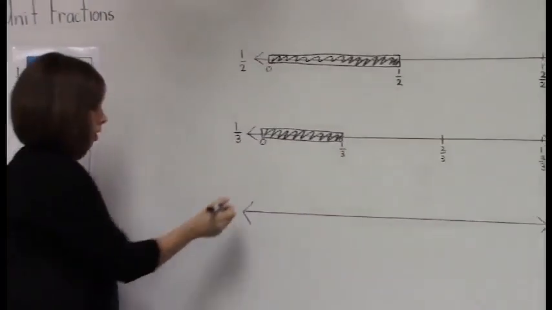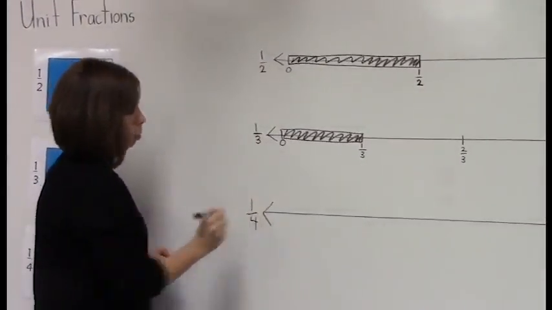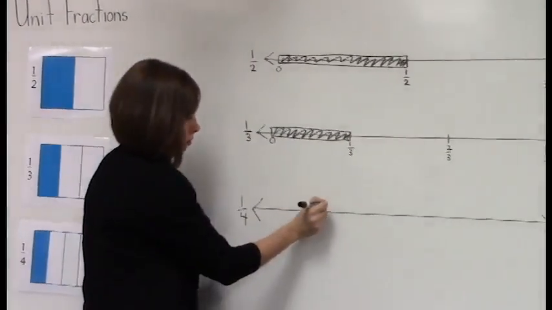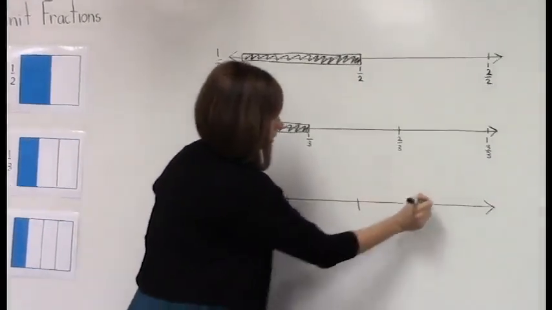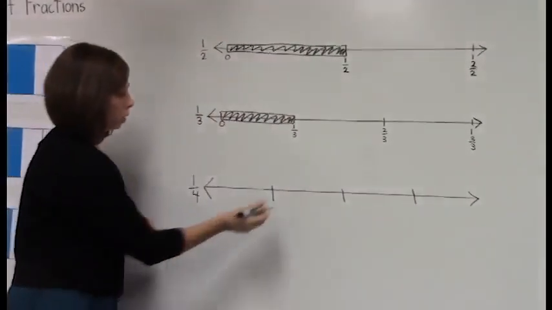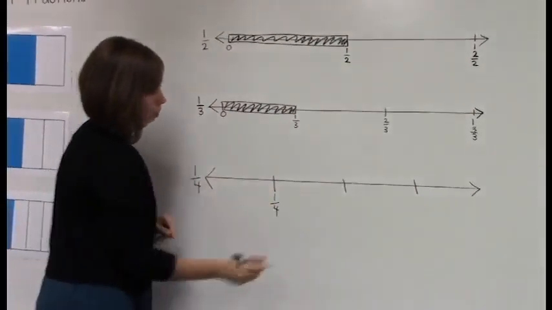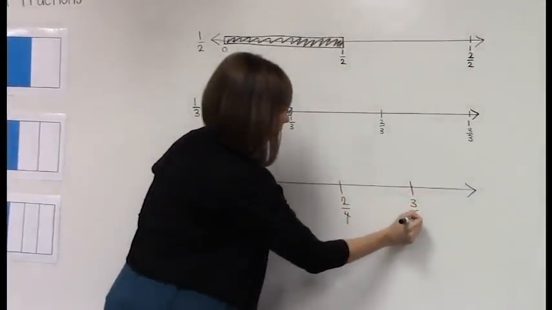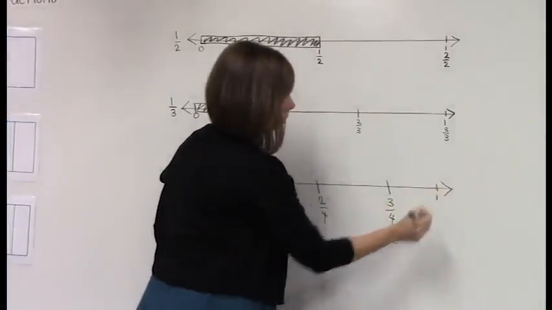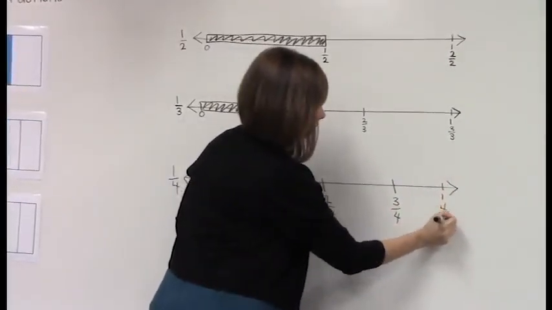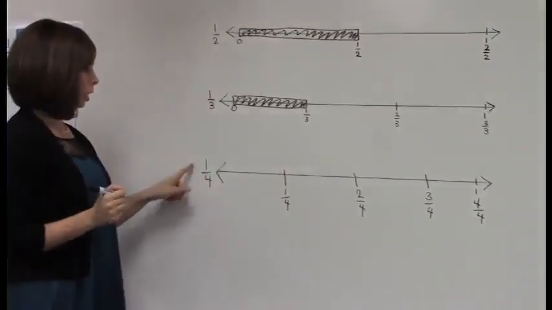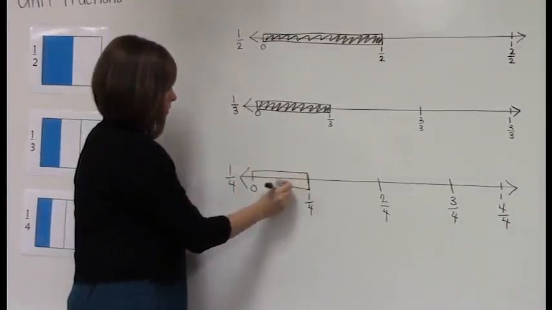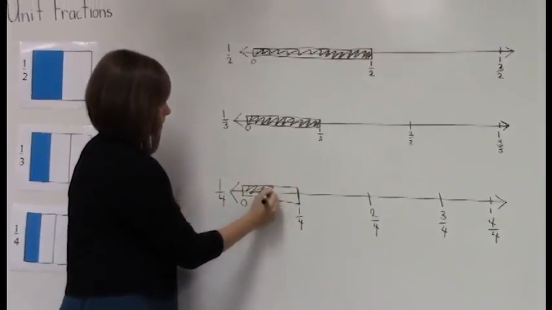For my last number line, I'll represent the unit fraction 1/4. I'll start by dividing my number line into 4 equal parts, but I'll only make 3 cuts. I'll label this first point 1/4. This will be 2/4, followed by 3/4, and finally, my whole will be 4/4. I'm only considering one of these parts, so I'll shade in the distance between 0 and 1/4.